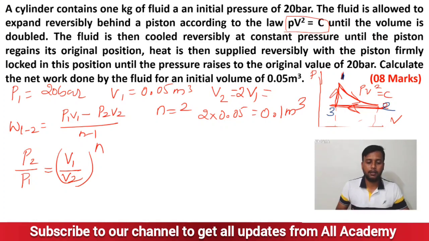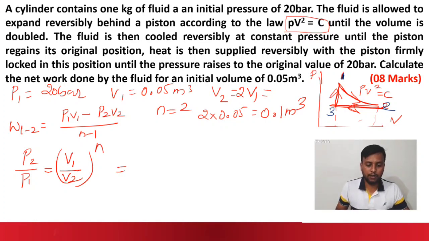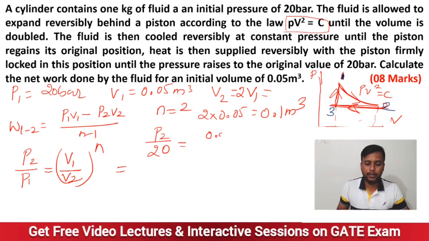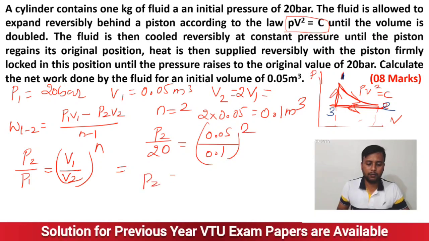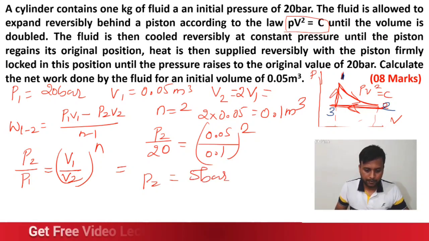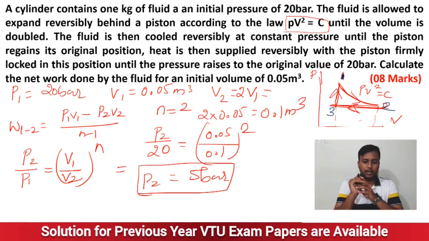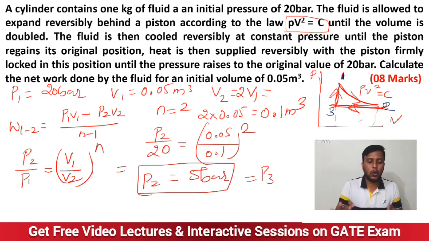V2) raised to n. Now let us substitute all these values: P1 is 20, P2 is unknown, equals V1, which is given as 0.05, divided by 0.1, raised to n, which is 2. If you simplify that, you will get P2, the pressure at 2, as 5 bar. Now P1 is 20 bar and P2 is 5 bar. That will be equal to P3, since 2 to 3 is a constant pressure process.